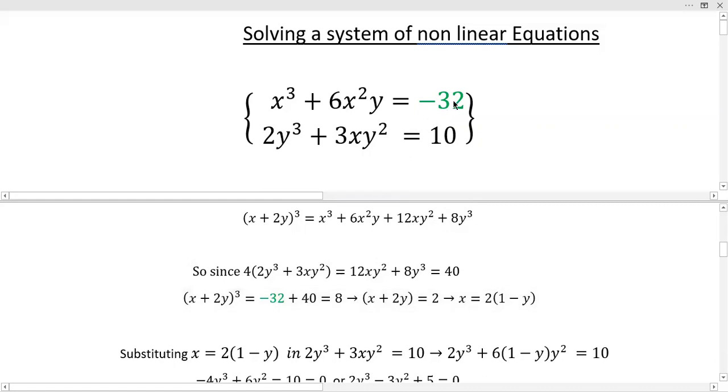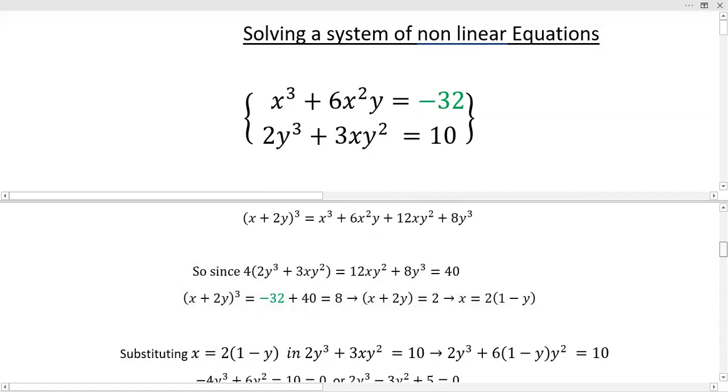And I hope the color coding here helped. I didn't color this because it wasn't quite right. We had to multiply by 4. Okay. What we get here is (x + 2y)^3 is equal to 8, but that implies that x, and again, the algebra here is very straightforward, x is equal to 2 times the quantity 1 minus y, all right?